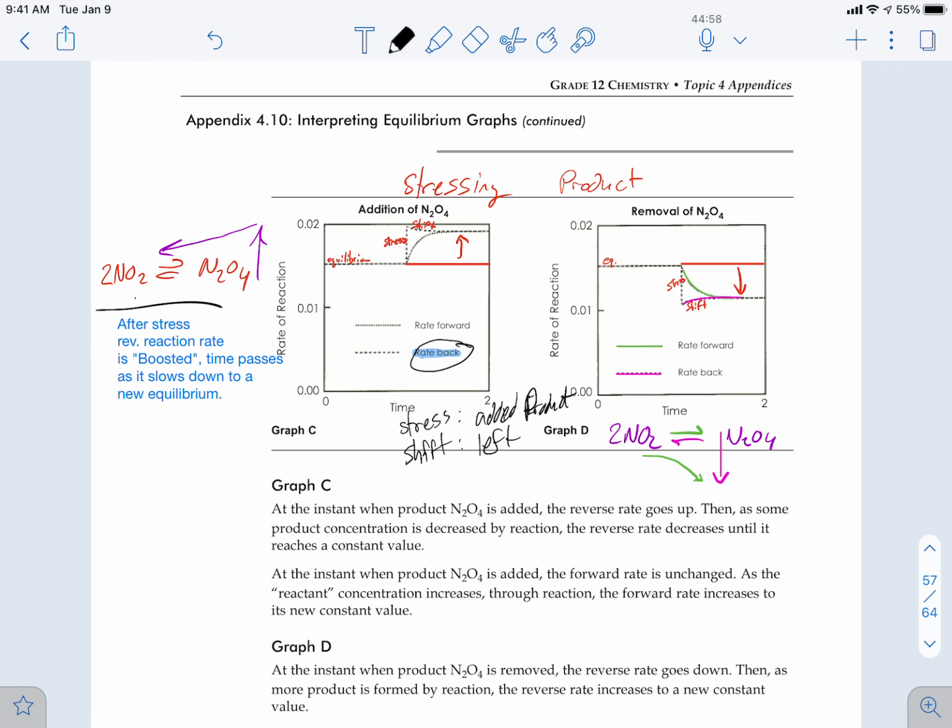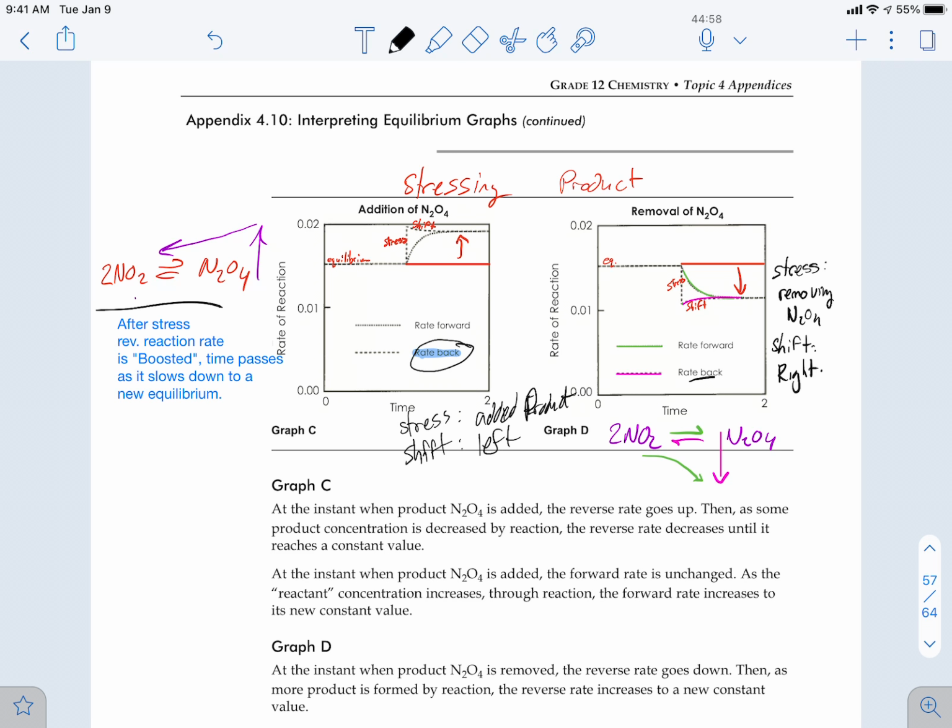And that's what I really want you to be able to do with looking at any of these graphs, no matter what they are. If I take the context away, can you figure out what's happening? So here is another stress. In this stress, we see that the backwards rate, the reverse rate, is decreasing suddenly. So that suggests that we are removing N2O4, and then the shift is going to be to the right now to compensate.